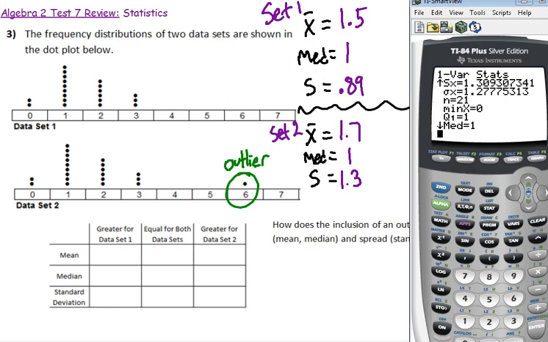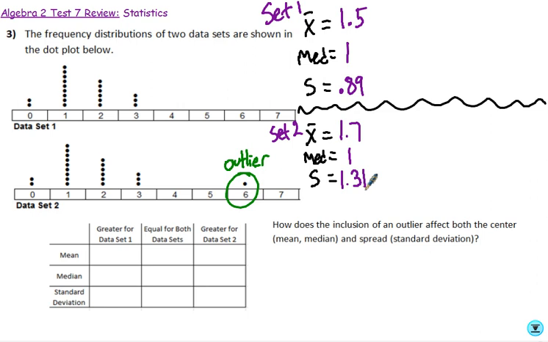What was that? 1.3. We can round to 1 here. And by the way, with this question, all these questions, the rounding is really kind of subjective. We just round to a number that makes sense, so don't stress too much about exactly what you round to.